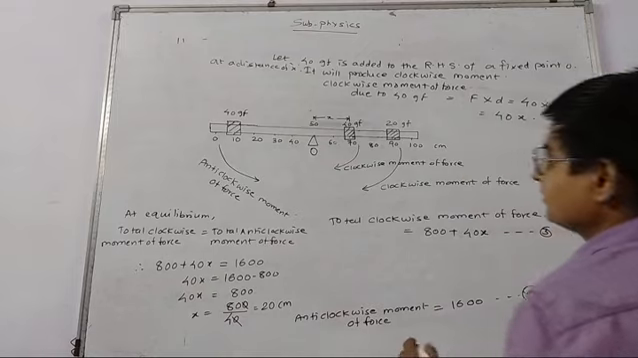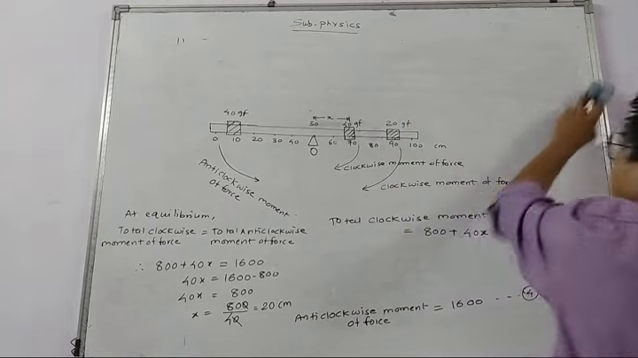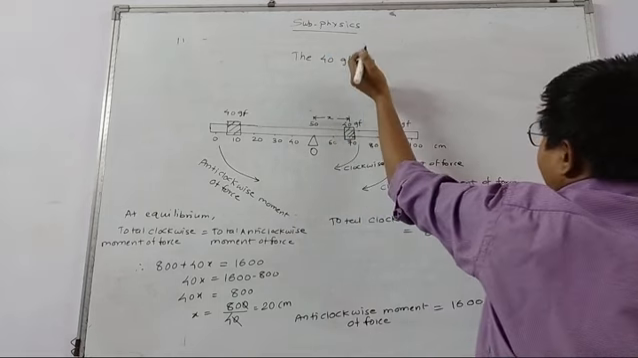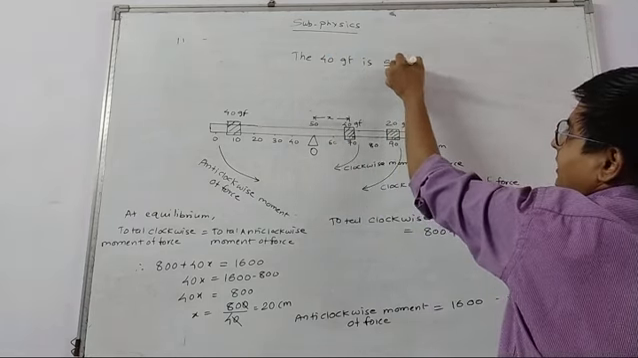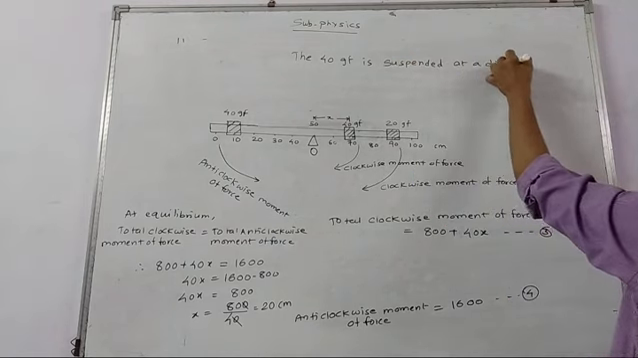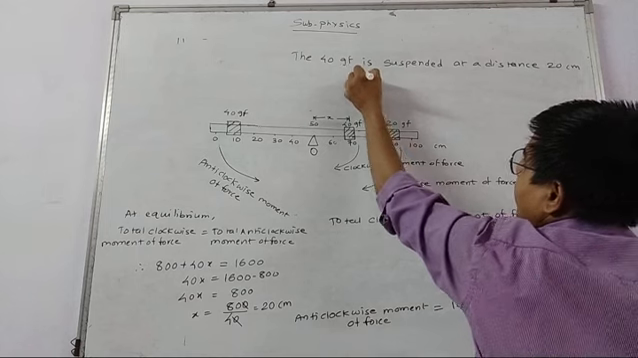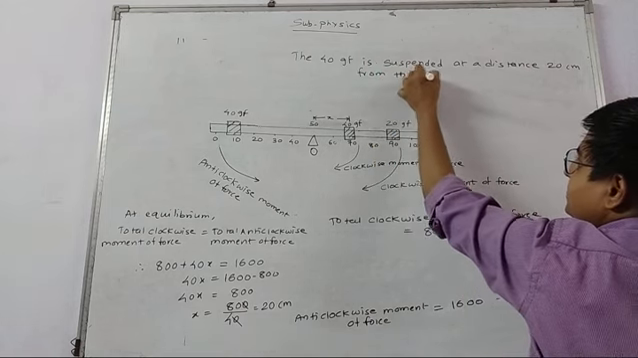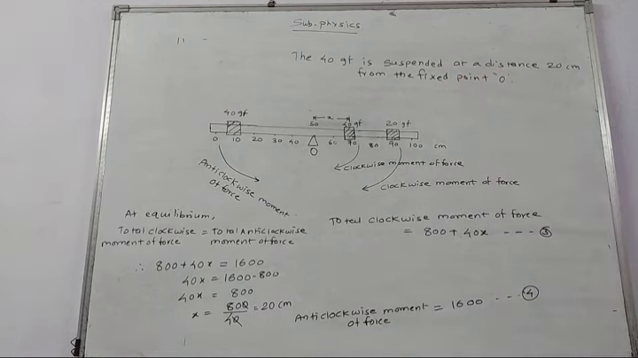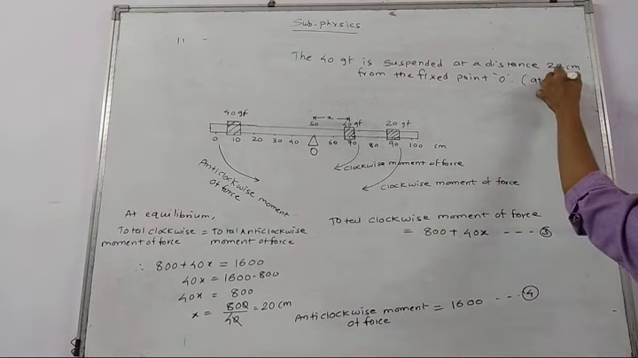So you will write that the 40 gf is hung or suspended at a distance of 20 centimeter from the fixed point O. So we have to add it at the 70th mark. We can write down the 70th mark.